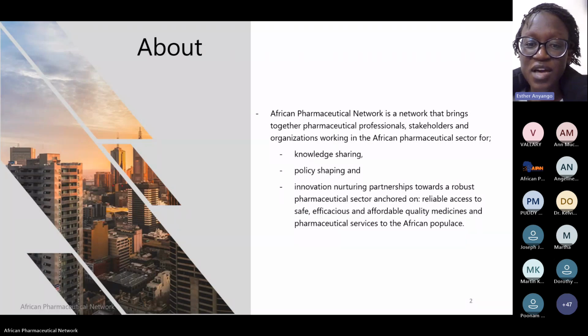So in just a brief, the African Pharmaceutical Network is basically a platform, a network that brings together pharmaceutical professionals, stakeholders, and organizations who work in the African pharmaceutical sector. We formed the Africa Pharmaceutical Network for the purpose of sharing knowledge, shaping policy, and nurturing partnerships towards creating a robust pharmaceutical sector with the sole goal of creating reliable access to safe, efficacious, and affordable quality medicines and pharmaceutical services to the African people. So that's a small brief of the Africa Pharmaceutical Network.